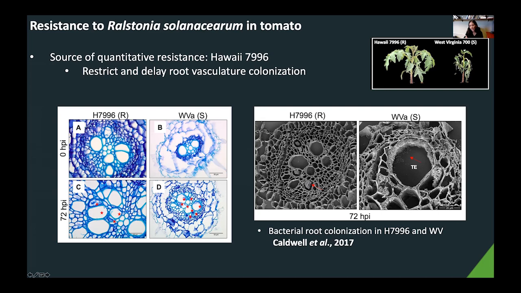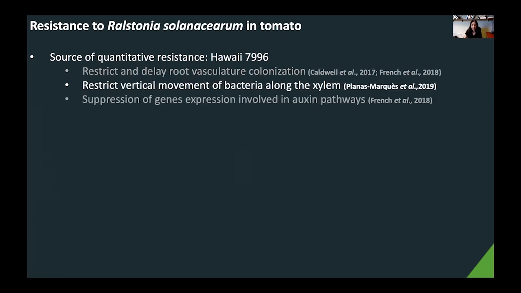Here's our resistant plant. These are scanning electron micrographs, and here's our susceptible cross sections of roots. And one thing to notice is that in the susceptible plant, you get this biofilm that forms along one of these big TE elements here. We don't see this happening in the resistant plants. So we also know that resistant plants are able to restrict movement of bacteria from the root to the shoot along the xylem. And we know that these plants can suppress genes that are involved in auxin pathways.